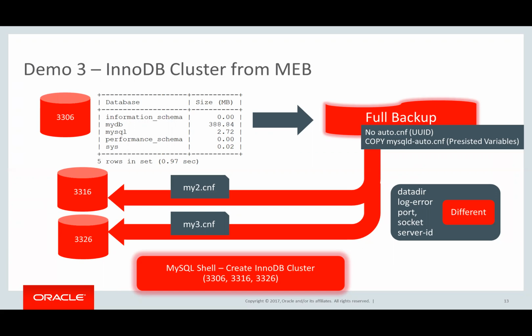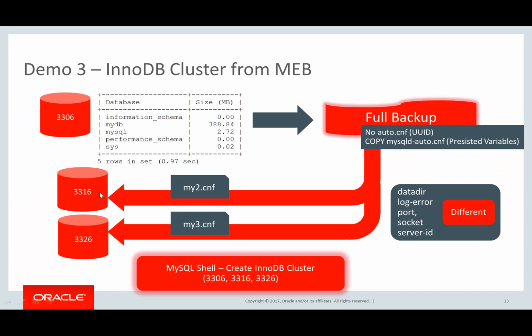So here it is. We have the database and then we do the full backup. By default, there is no auto.cnf with the UUID; the server UUID is actually stored in there. There is also persistent data stored in mysqld-auto.cnf. These are persisted variables. So for the full backup, we copy both if we need to. And then we provision that on another server.